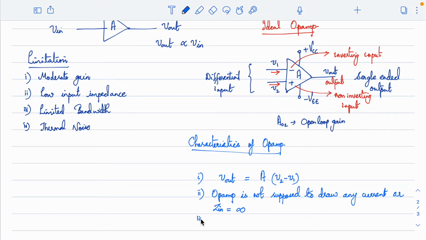In a similar way, we also say that the output of an op amp should act as an ideal voltage source. Output of an op amp should act as an ideal voltage source. Can you tell me what is the peculiarity of an ideal voltage source?